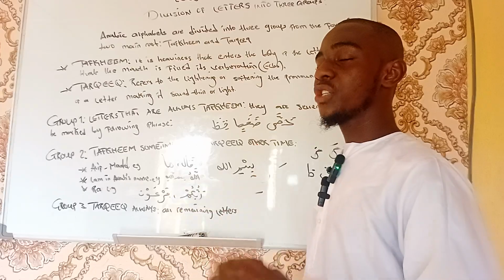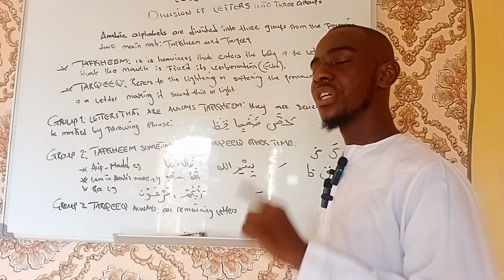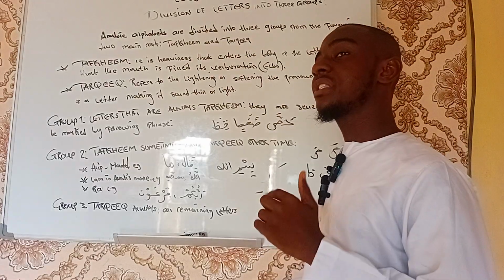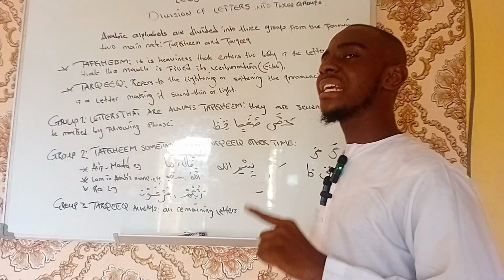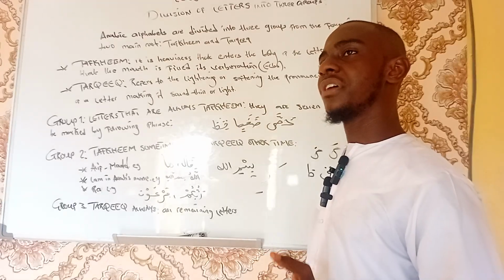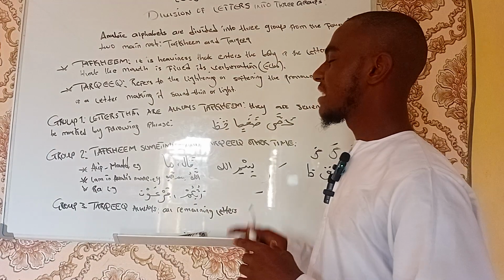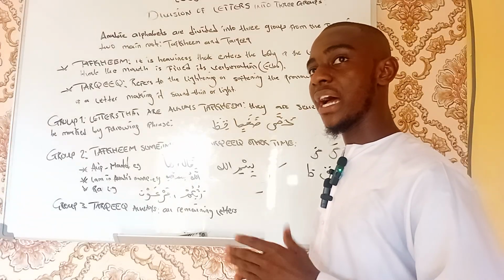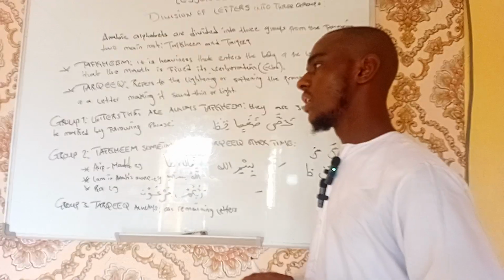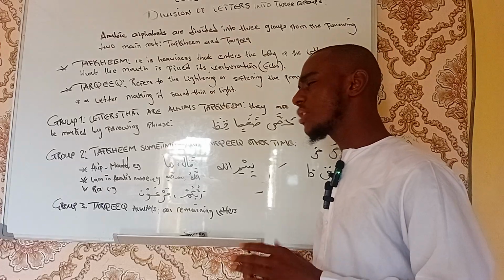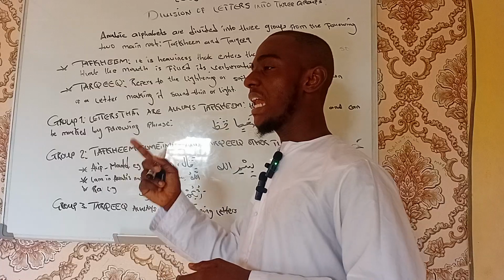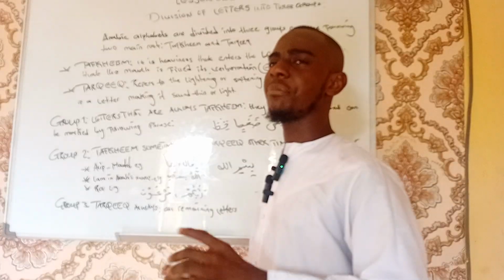Why would some say 28? Because they do not include the Hamza and they do not include the Lam Alif. They believe that the Hamza can be treated as a variant of the Alif itself, so they do not include that particular Hamza as a separate letter. And why do those who say 28 not include Lam Alif? Because they believe the Alif is added to the Lam to form the Lam Alif.